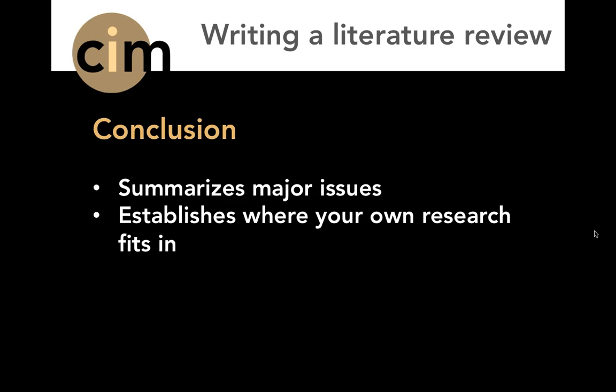The third part of the literature review is the conclusion. In the conclusion, you simply summarize the major issues and you establish where your research fits into the background literature. You can see that the body paragraphs tend to be around 2 to 4 paragraphs, sandwiched between the introduction, which is quite brief, and the conclusion, which is also quite brief.